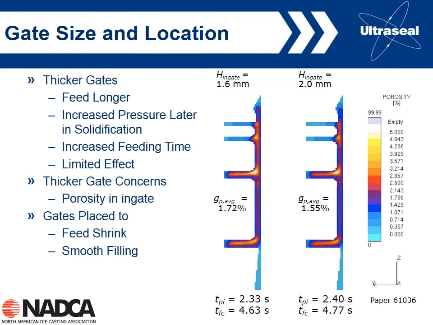And basically it's because we can feed longer. The thicker gate is going to stay liquid longer. It's going to take longer to solidify, and so we can push more metal into the mold for a longer time, and therefore that's going to help us minimize shrinkage porosity. One thing we need to think about is that we need to watch for runner thickness, make sure the runner doesn't solidify before the gate. If we keep increasing the gate thickness, eventually the gate is going to be thicker than the runner, and the runner will solidify before the gate.